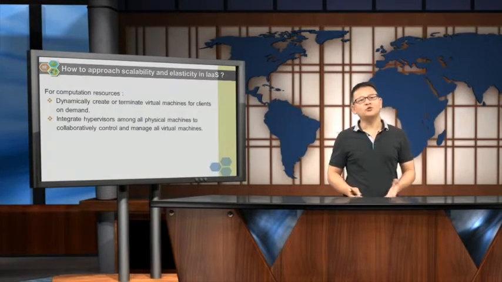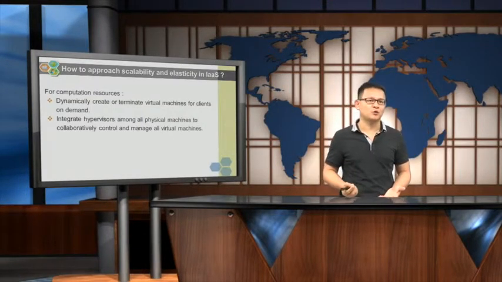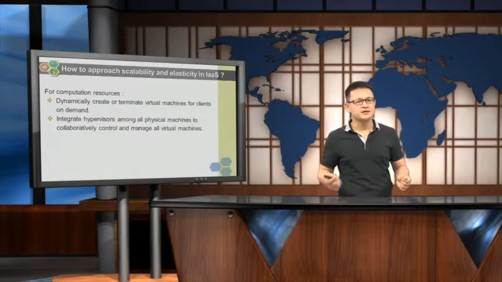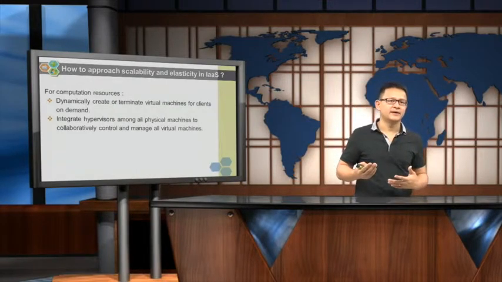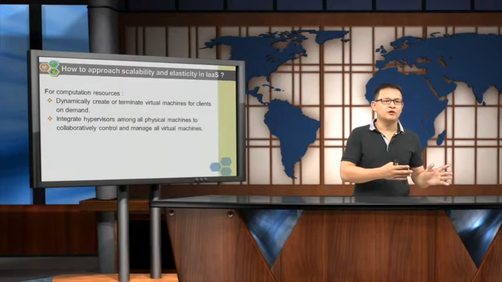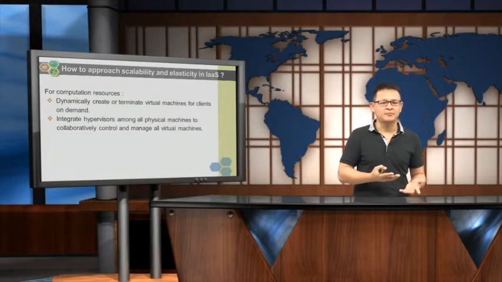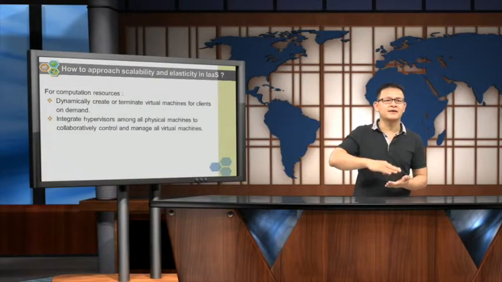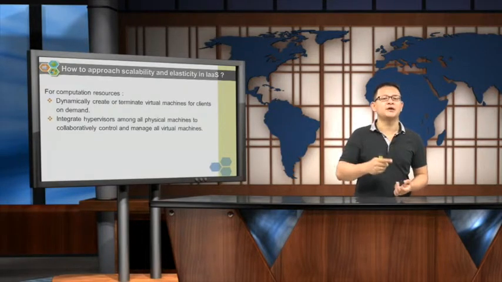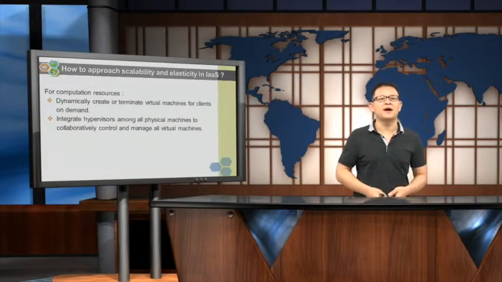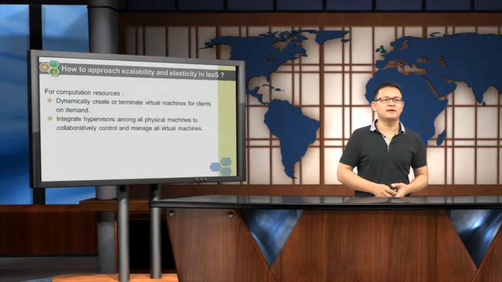So, how to approach? The question now is how to approach scalability and elasticity in IaaS. For computation resources, we can dynamically create or terminate virtual machines for clients on demand. For example, if I have a number of requests that can be served by only one instance, that is okay. But when the number of requests increases, I will automatically and dynamically create another instance in order to guarantee the performance, the response time of my requests. So this should be done dynamically.